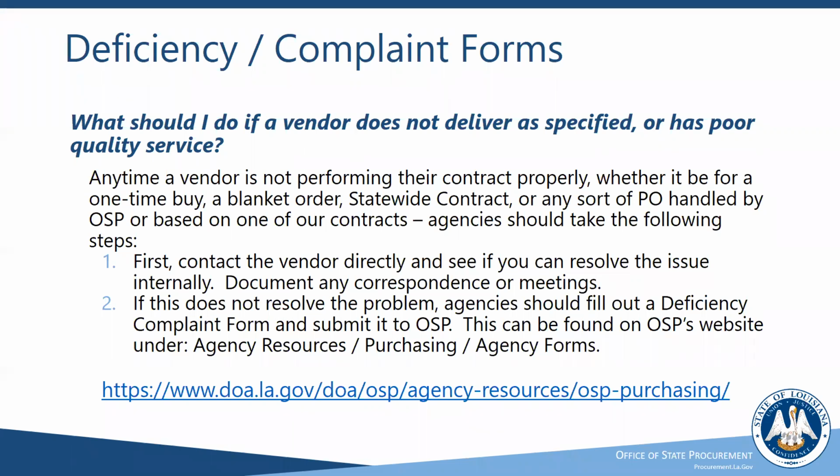So we always recommend for the agency to contact the vendor directly, see if you can resolve the issue internally, and document any correspondence, emails, and telephone calls. Second, if that does not resolve the problem, the agency should go on the OSP website and fill out a deficiency complaint form and submit it to our office. This can be found on our website under Agency Resources, Purchasing Agency Forms.